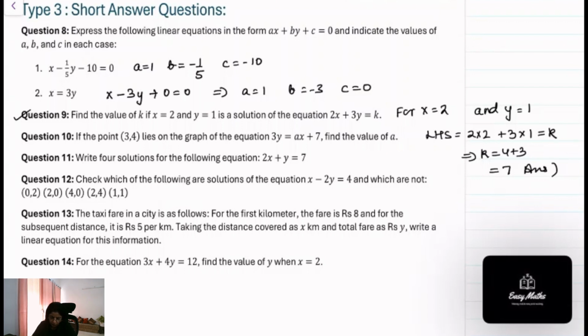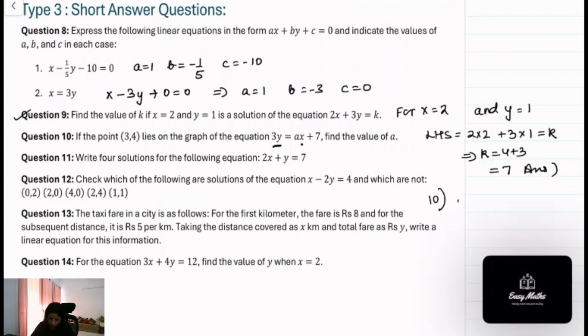If the point (3, 4) lies on the graph of the equation, find the value of a. This is the same type of question. You can solve it yourself. You just have to put the values of x and y. Let's put it. Question number 10.